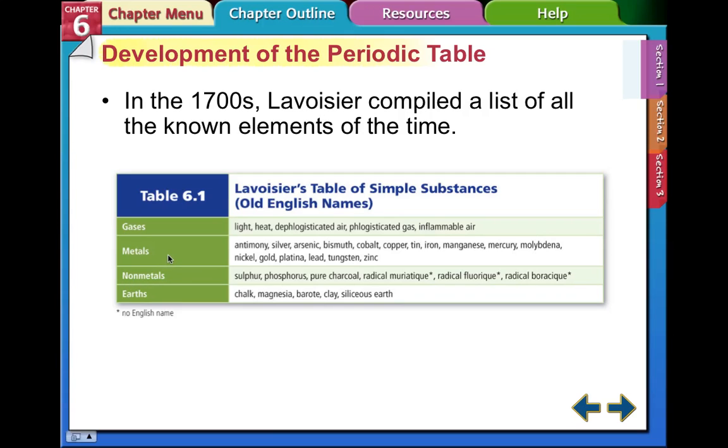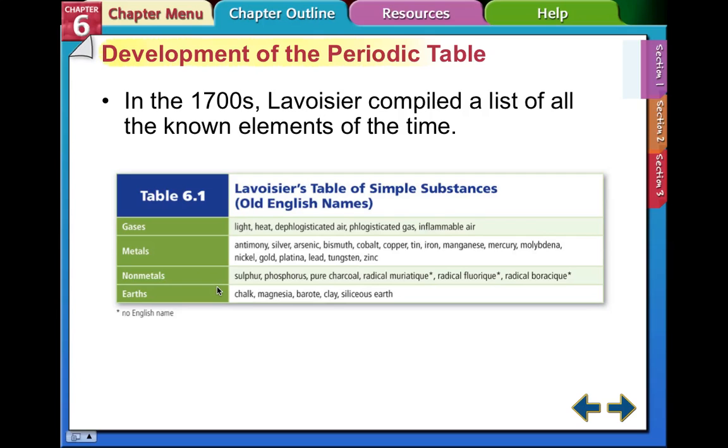The metals they knew at that point in time. Remember, this is back in the 1700s. Antimony, silver, arsenic, bismuth. Non-metals, they were sulfur, phosphorus, and so on. The earths, chalk, magnesia. So if you look at those, you can see that these are the ones that were actually made in the earth.